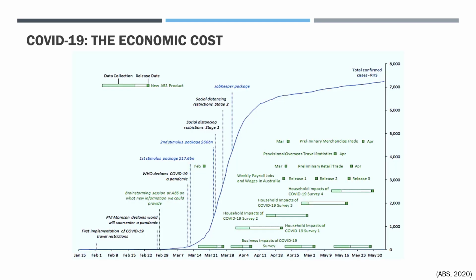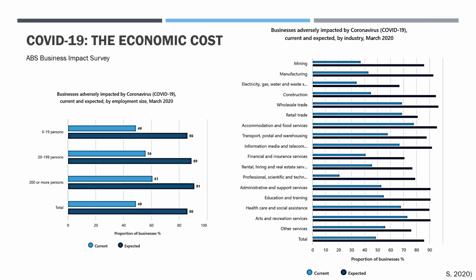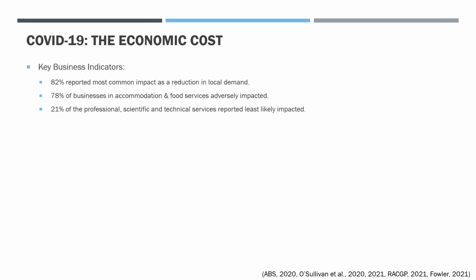The Australian Bureau of Statistics started releasing a range of products and data sets to assist economists and academics in understanding the economic costs. While not all industries have been similarly impacted, this is predicted to get worse across the board. Some of the main points from the previous slide and the ABS survey are that the impact is mostly from reduced local demand. Also, while professionals, scientists and tech services have been the least hurt so far, that impact is predicted to grow from 21% to 78% loss.